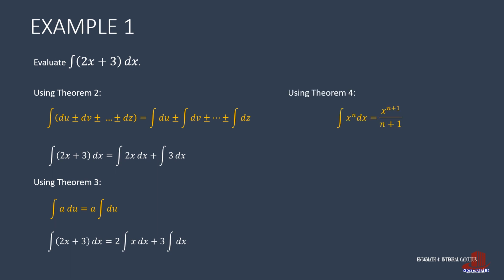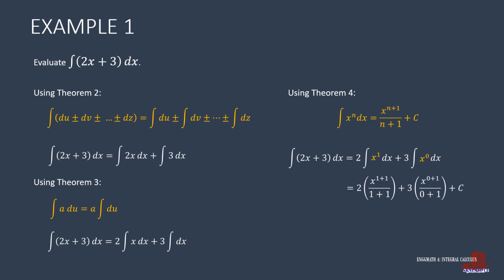The next is to incorporate the simple power formula in the solution. First is to clear out the exponents, which makes the expression 2 integral of x raised to 1 dx plus 3 times the integral of x raised to 0 dx. Then work with the integration of the first term. That would make 2 times x raised to 1 plus 1 upon the exponent 1 plus 1. The second term becomes 3 times x raised to 0 plus 1 over the exponent 0 plus 1. Then add the arbitrary constant.